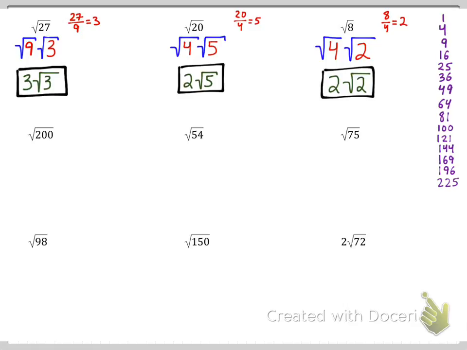Did you get it? The difficult one here is that there's more than one perfect square. If you start at the top of the list, 200 divided by 4 works, but that's not the largest perfect square. The largest perfect square is 100. In fact, 4 and 25 both go in, but 100 is the largest perfect square. So we write the square root of 100 times the square root of 2, because 100 times 2 is 200. And the square root of 100 is 10, so our answer is 10 root 2.